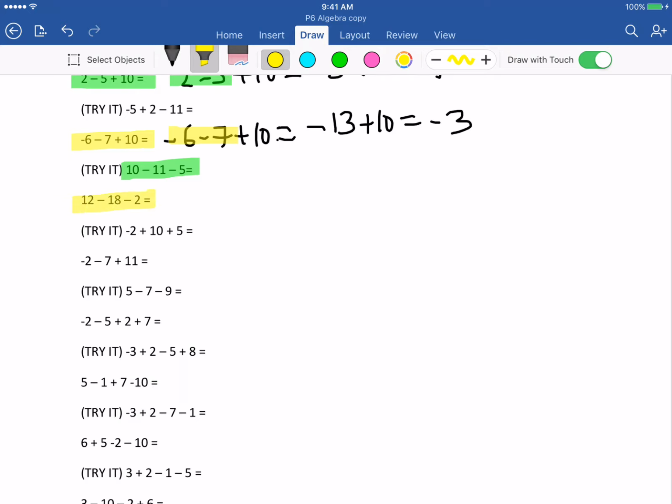This one, 12 minus 8 minus 18. So the first step, we do this one first. What's 12 minus 18? 12 minus 18 is equal to negative 6 minus 2. So what's negative 6 minus 2? The answer will be negative 8.